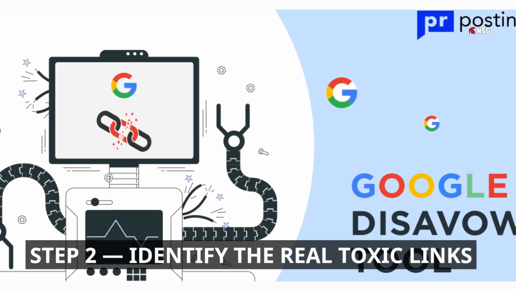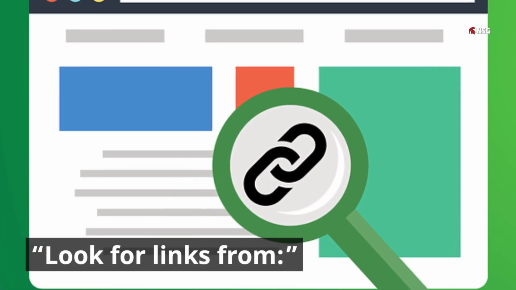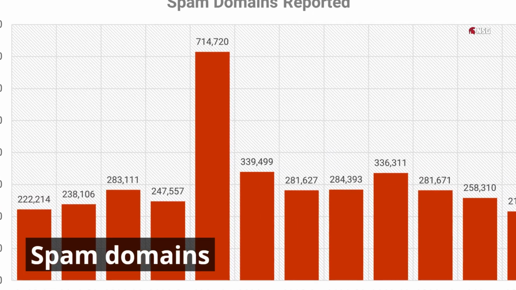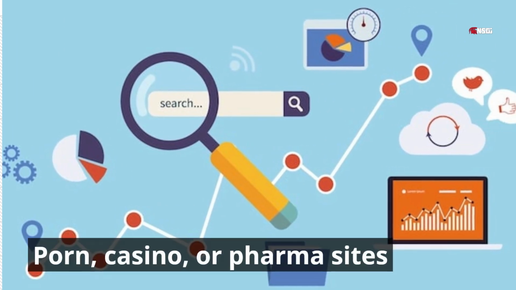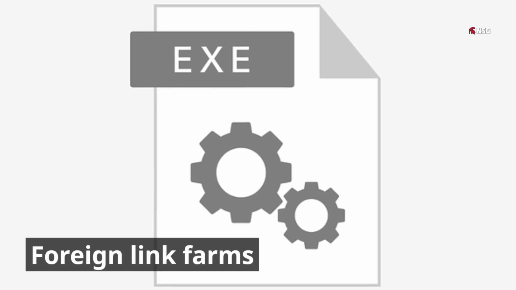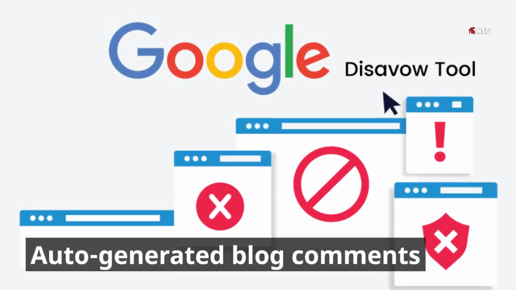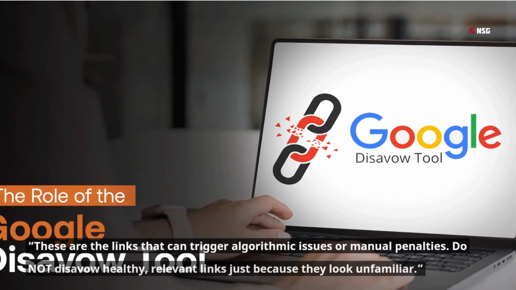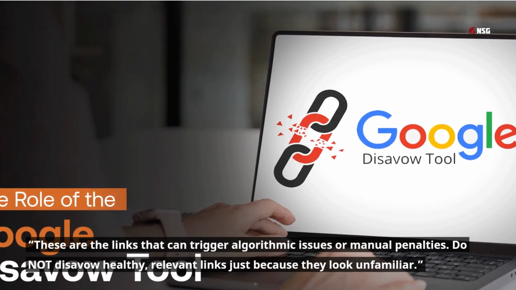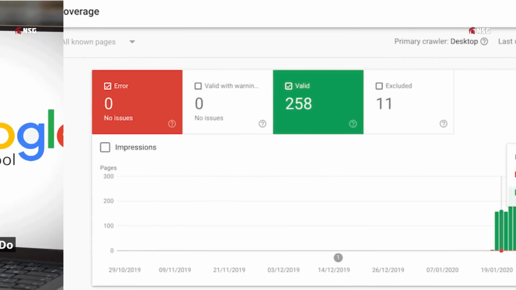Step 2. Identify the real toxic links. Look for links from spam domains, porn, casino, or pharma sites, foreign link farms, auto-generated blog comments. These are the links that can trigger algorithmic issues or manual penalties. Do not disavow healthy, relevant links just because they look unfamiliar.